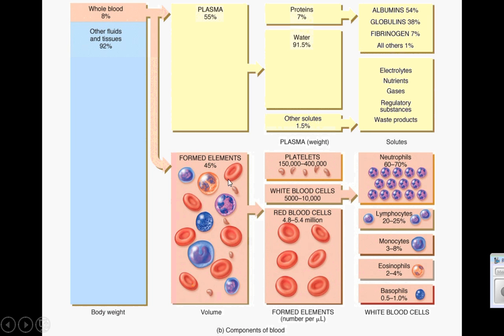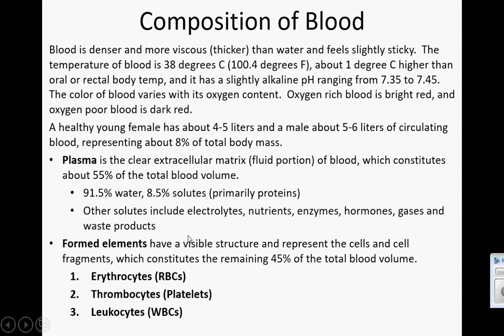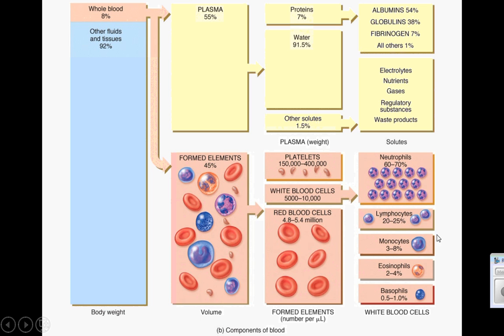The other 45% are the formed elements, which we have three major types. The most common ones are our red blood cells, which is what RBCs is short for. The fancy way to describe those is erythrocytes. Platelets are fancily known as thrombocytes. And then WBCs are white blood cells, which we fancily know as leukocytes. You can see there are 5 different forms of those: neutrophils, lymphocytes, monocytes, eosinophils, basophils. We'll learn about every single one of those, what they do.